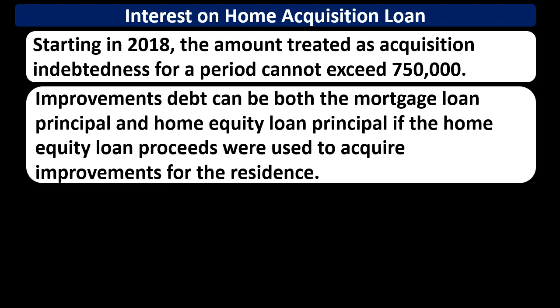We can then ask what would happen if we took out another loan, possibly at a future point in time. Would we be able to deduct the interest on that loan? As long as the amount is under the 750 for the principals of the two loans, we may be able to deduct the interest on it.